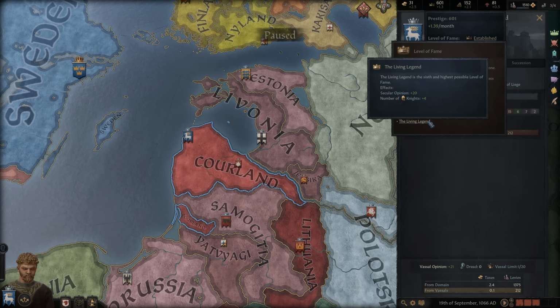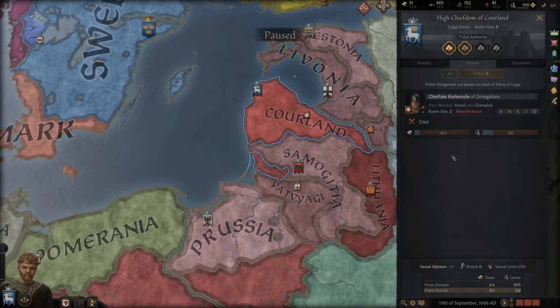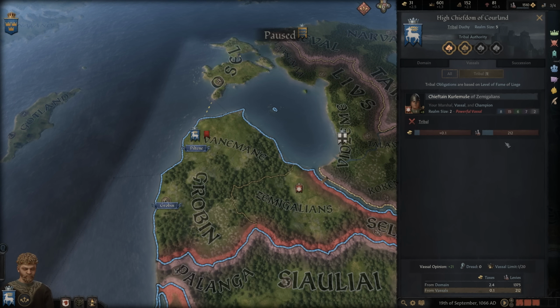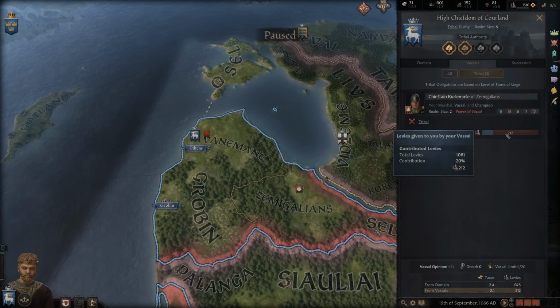Now, this is why when you're playing a tribal realm, you have such a disgusting amount of levies, because you're able to pull 100% of the levies that this vassal has. This is the only type of government that allows you to do that.